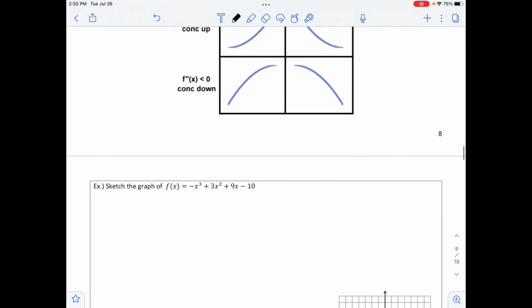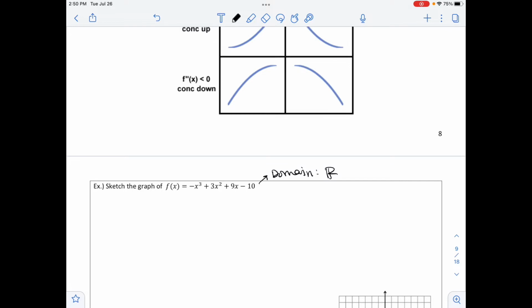So the next example that we have says sketch the graph of f of x equals negative x cubed plus 3x squared plus 9x minus 10. And so for this, the first thing that we want to note is that the domain for this is all real numbers. It's all real numbers because this is a polynomial, and we always have all real numbers for our domain for any polynomial.